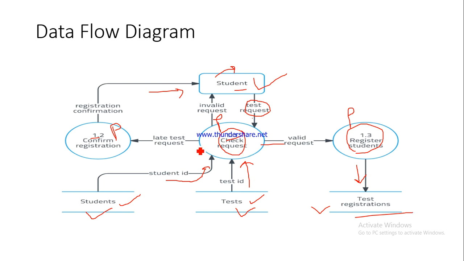It could be that this is a late test request, right? This is another thing that can happen, because we received the request by the student, we have received the information from these 2 files, student and test files, and we can understand that okay, the request is a late test request. In that case, the registration is confirmed, and this information is then conveyed to the student. And in case this request is found to be invalid, this information is again communicated to the student. So the student may get a communication that your request is invalid, or that his registration has been confirmed, or he may finally get himself registered. In that case, his name would be entered in the test registration file, right?